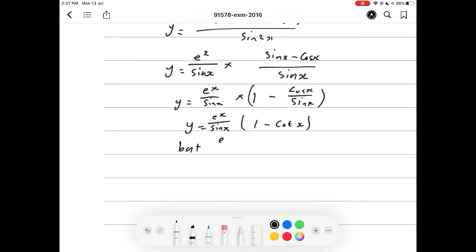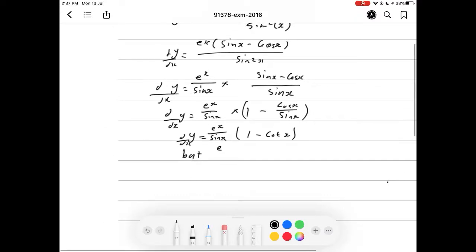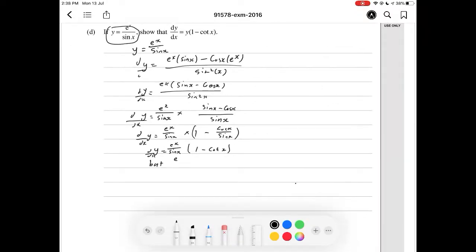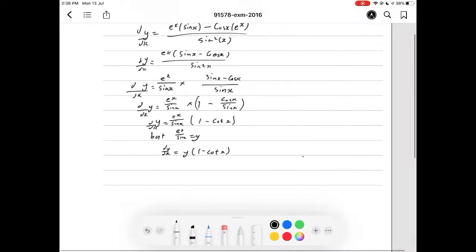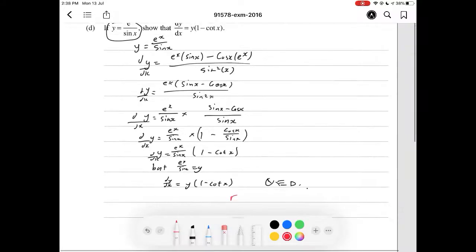Right, but we know that, sorry, this is dy over dx. Okay, dy over dx. But we know that e to the power of x over sine x equals y. So therefore dy over dx equals y multiplied by 1 minus cotangent x. And you can say as required, or QED. And this will be a merit level question to achieve this correct expression for dy over dx. So if dy over dx is correct, that will get you an achieved.